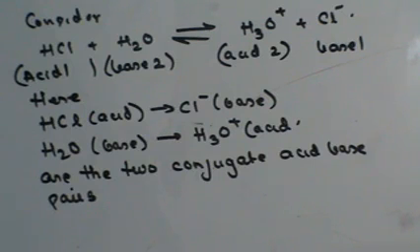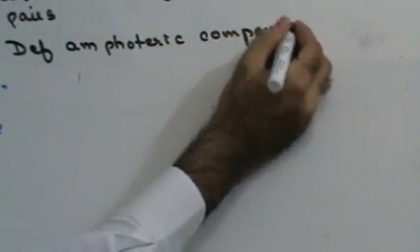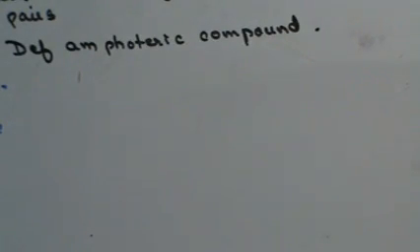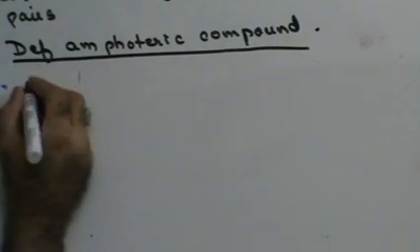This theory also explains to us the amphoteric nature of water. First of all, what do you understand by an amphoteric compound? A compound which shows both acidic as well as basic properties is known as an amphoteric compound. How do I define an amphoteric compound?